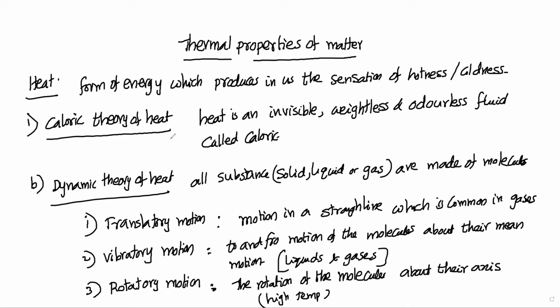Once again, let us discuss the caloric theory of heat. Heat is an invisible, weightless, and odorless fluid called caloric. When some caloric is added to your body, its temperature will increase. And when some caloric is removed, what happens? The temperature falls down. However, this theory failed to explain the production of heat by friction. Friction also gives heat, but the caloric theory failed to explain it.